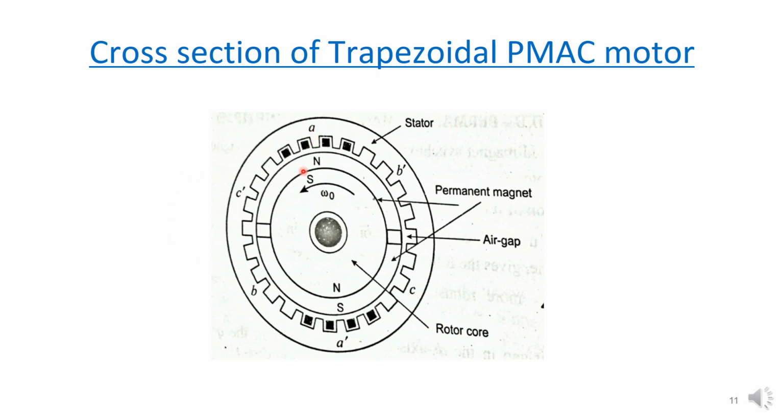From this figure you can see that we have three phases, phase A, B and C, and we have two poles on the rotor, the north pole here and the south pole here, and this is the stator. In the stator we have the stator windings kept over here, and we have a rotor here. This is the rotor core. Between the stator and the permanent magnet rotor, we have an air gap. This is the air gap.